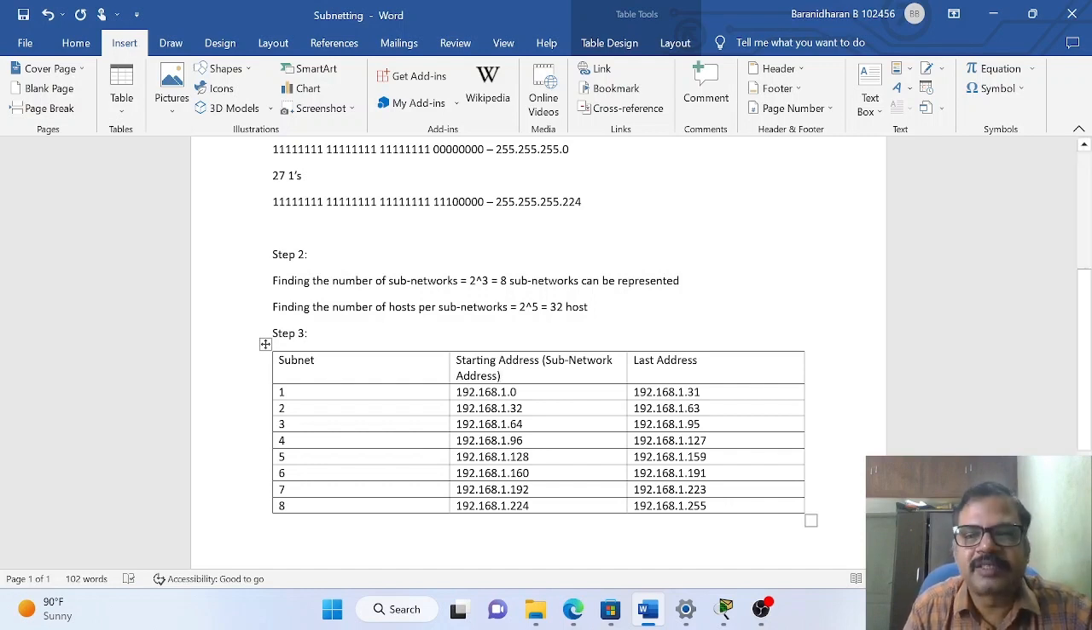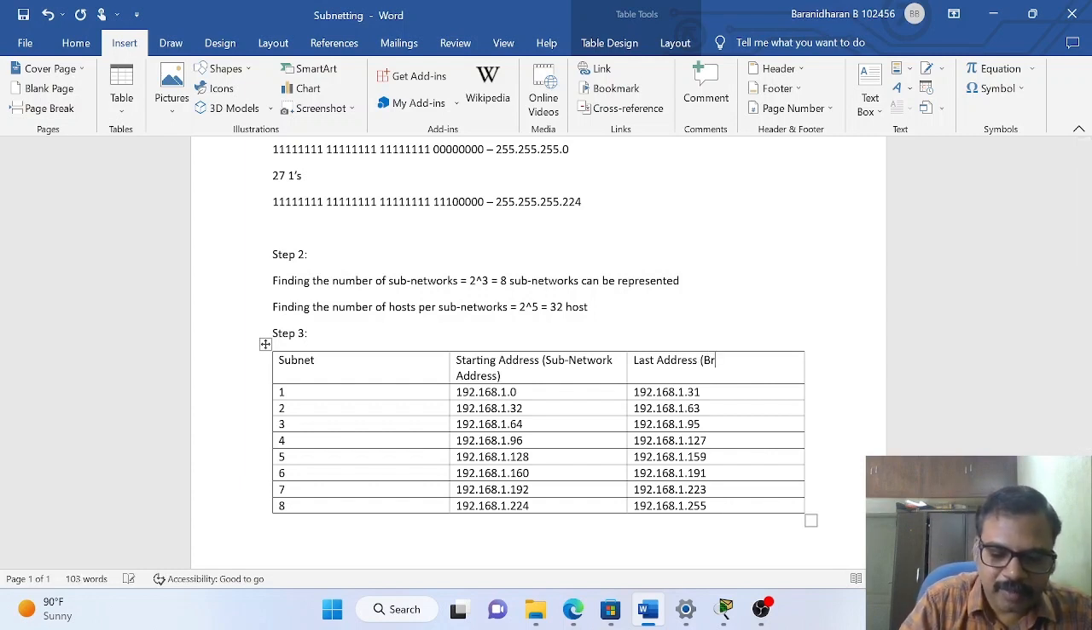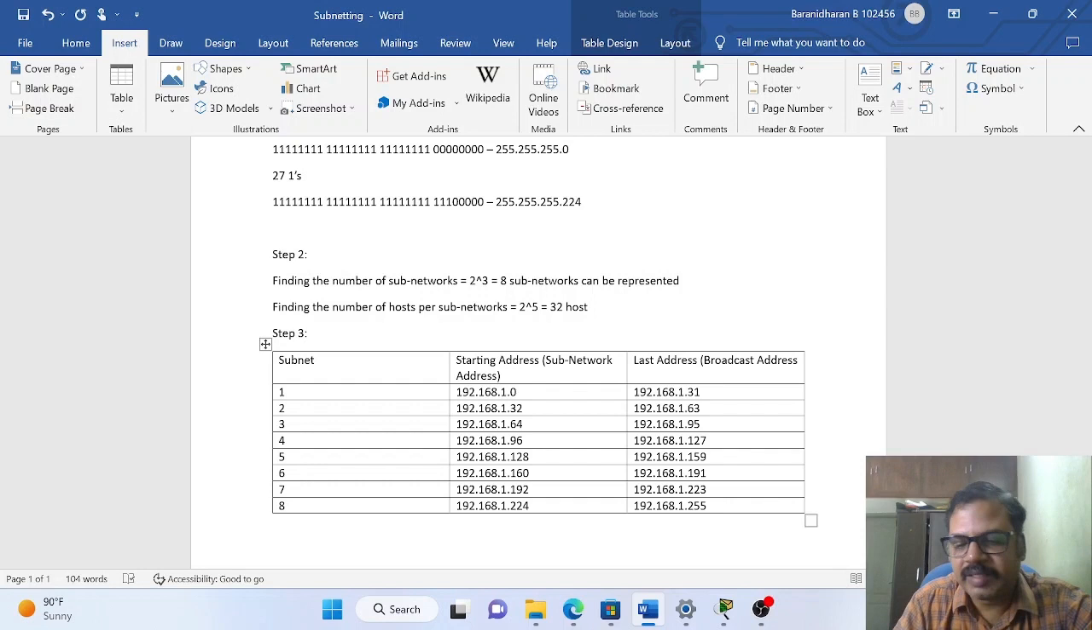So the first address we are dedicating to the network, so it becomes the network address. And always the last address in the subnetwork will be the broadcast address. In a particular subnetwork, when you want to send data to all the systems in the subnetwork, we will use the broadcast address. So the last address becomes the broadcast address, and the first address becomes the network address.